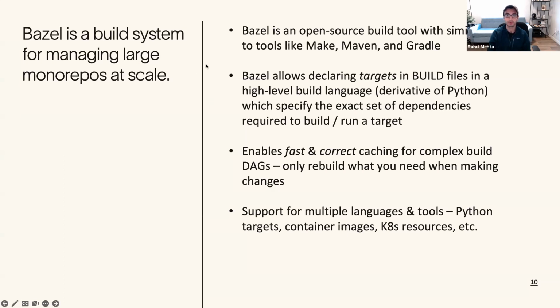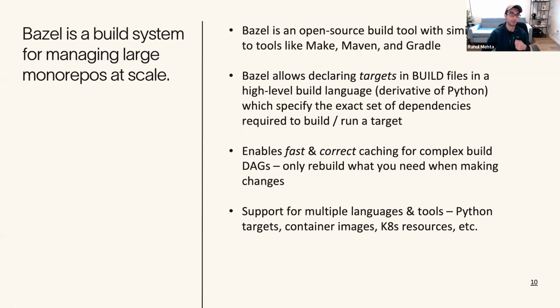It's a build tool with similar goals to tools like Make, Maven, and Gradle. It allows you to declare targets in build files in a high-level build language called Starlark, which is basically a derivative of Python. But most importantly, it maintains the state of the build DAG and enables fast and correct caching for complex builds. It also has support for multiple languages and tools, so Python targets, container images, Kubernetes resources, and things like that.